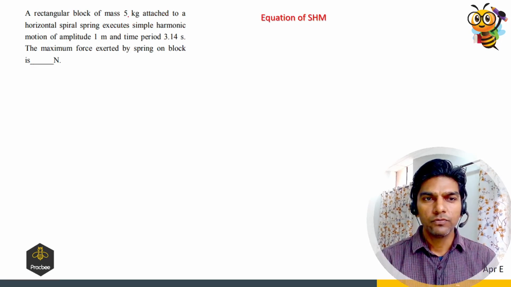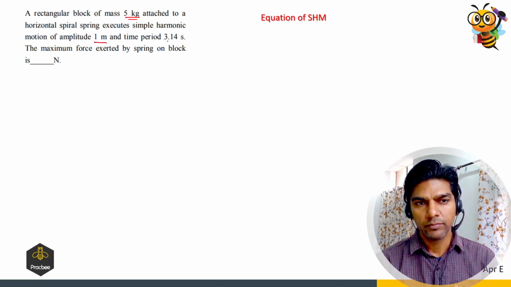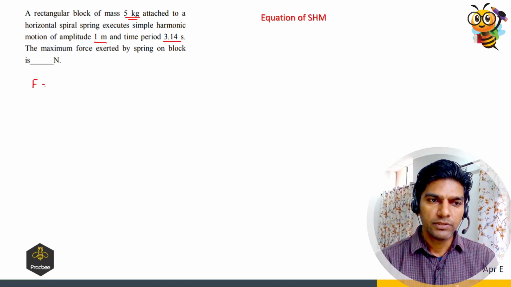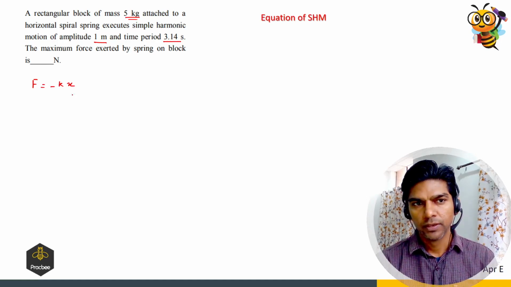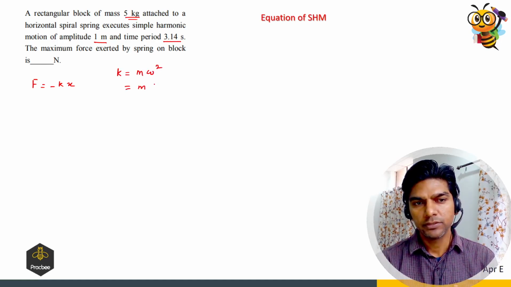A rectangular block of mass 5 kg attached to a horizontal spring executes simple harmonic motion of amplitude 1 meter, time period is 3.14. Find the maximum force exerted by the spring on the block. Now we know that force is equal to minus kx, and force will be maximum when x is maximum. So here amplitude is given as 1, time period is given as 3.14. So we know that k is m omega square, or we can write this as m, and omega can be written as 2 pi by capital T.